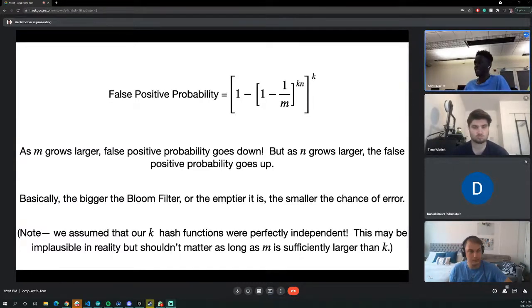And although this formula here is precise as long as, once again, we assume our k hash functions have zero correlation between them, they're perfectly independent. But even if not, because in reality you're probably not going to have zero correlation, as long as m is much bigger than k, you shouldn't have to worry much. And this formula is accurate enough.